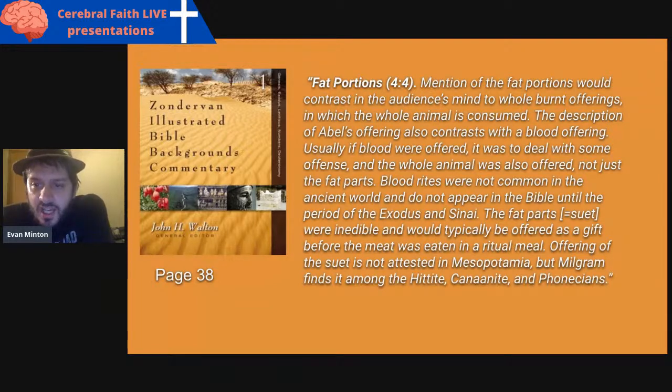Blood rites were not common in the ancient world and do not appear in the Bible until the period of the Exodus and Sinai. The fat parts, the suet, were inedible and would typically be offered as a gift before the meal was eaten in a ritual meal. Offering of the suet is not attested in Mesopotamia, but Milgram finds it among the Hittite, Canaanite, and Phoenicians," end quote.